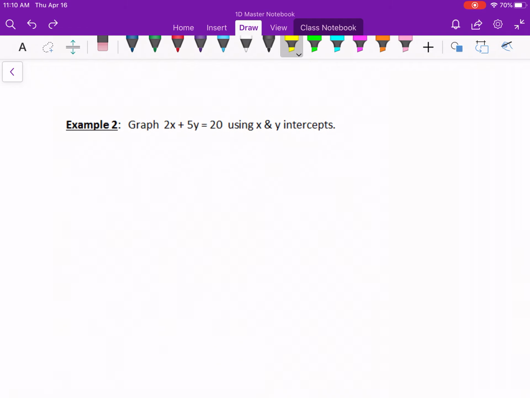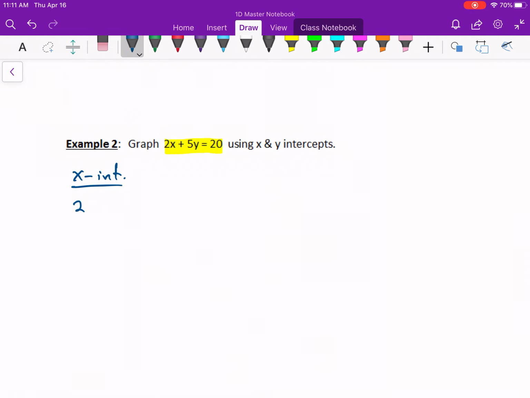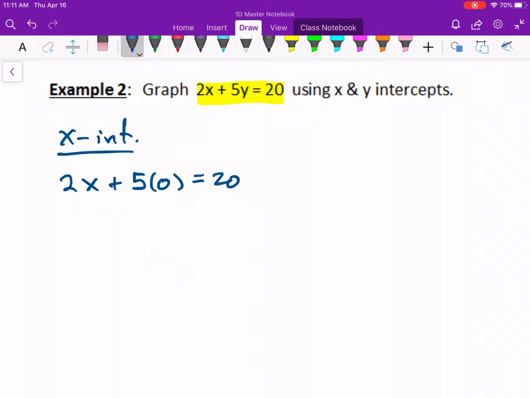So if I'm starting with this equation here, and I want to find the x-intercept, which I'll call x-int for short, what do I do? I let y equal 0. All right? 2x plus 5 times 0, I'm going to replace that y with a 0, equals 20. Now I've got an equation that I can solve. 5 times 0 is, of course, still 0, so that part of the equation can just disappear. I can divide each side by 2, and what I'm left with is x equals 10.